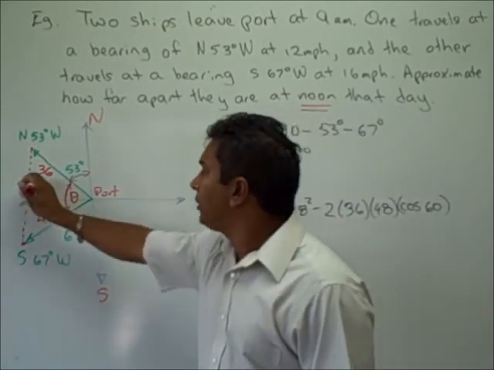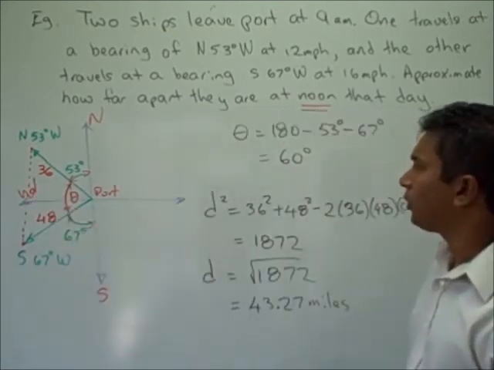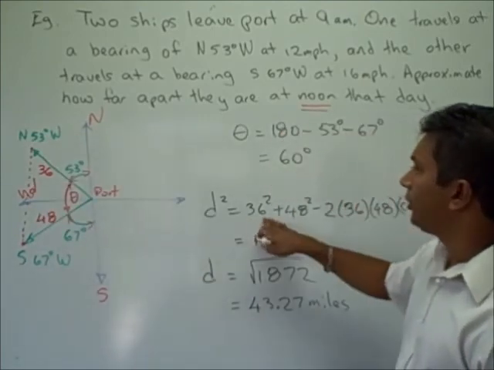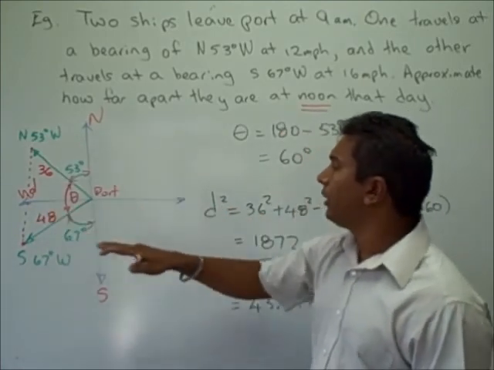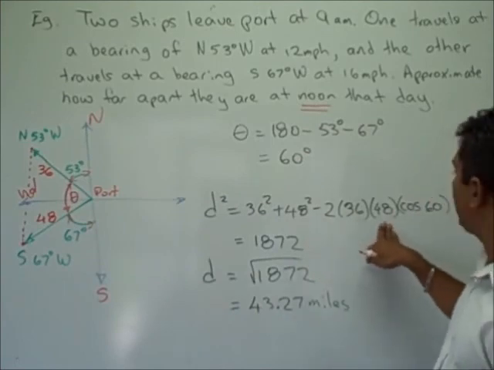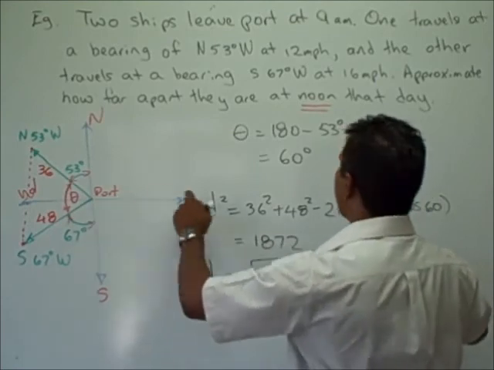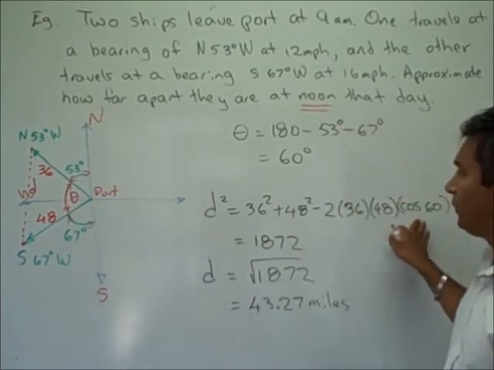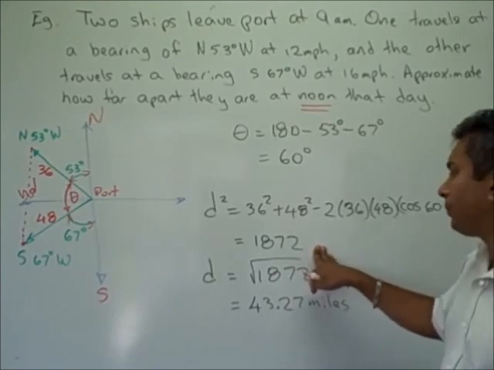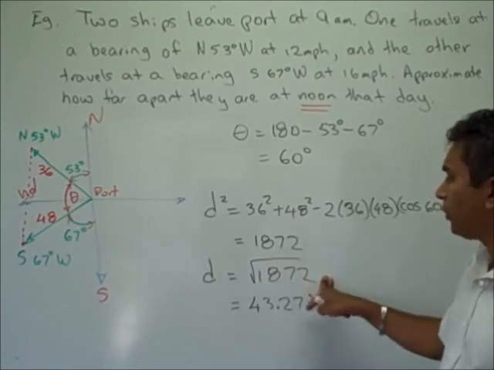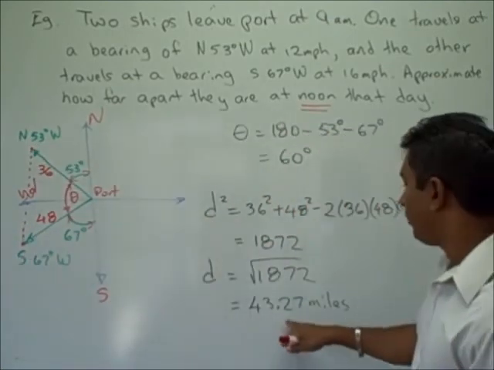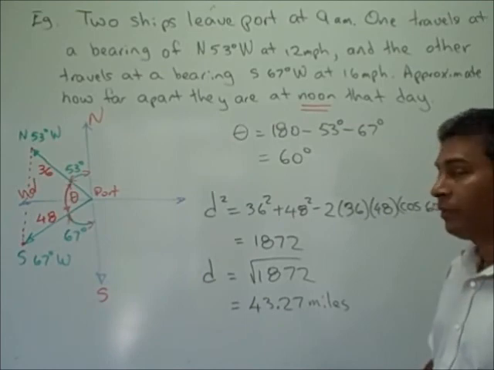Now we can find this distance d by using our cosine rule. We know that d squared is going to be equal to 36 squared plus 48 squared minus 2 times 36 times 48 times the cosine of this angle, which is 60 degrees. Now this simplifies to give us 1872. This is equal to d squared, so taking the square root of that, the distance between the two ships would be approximately 43.27 miles.